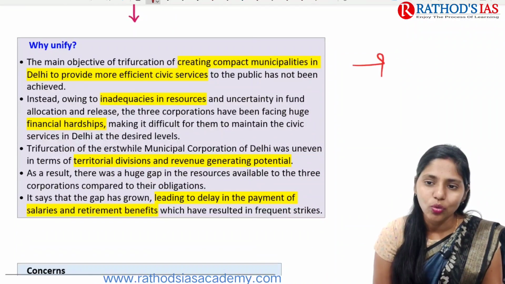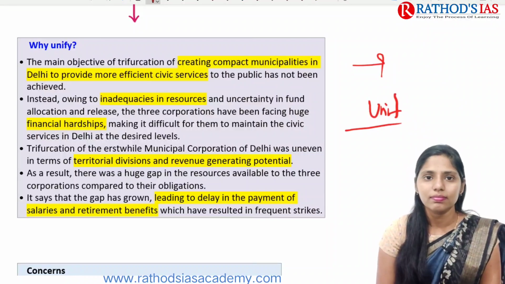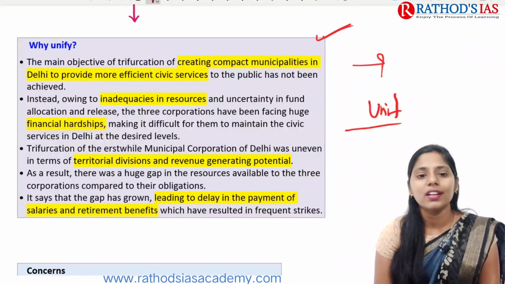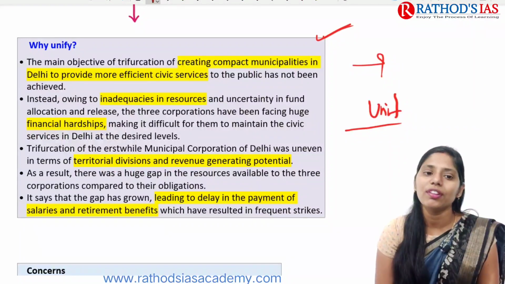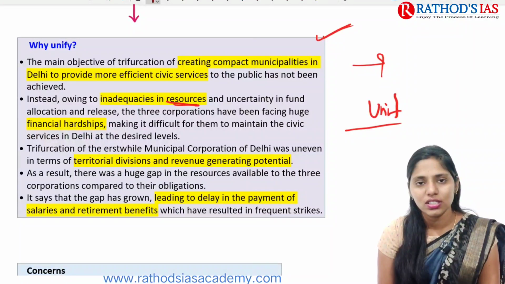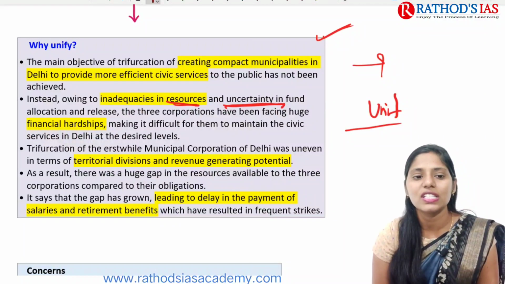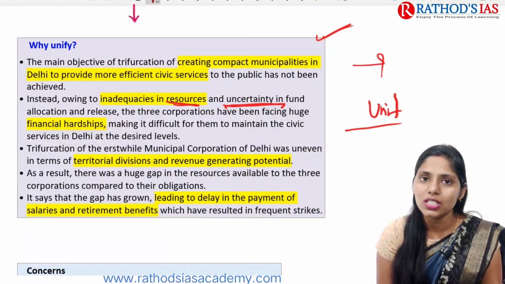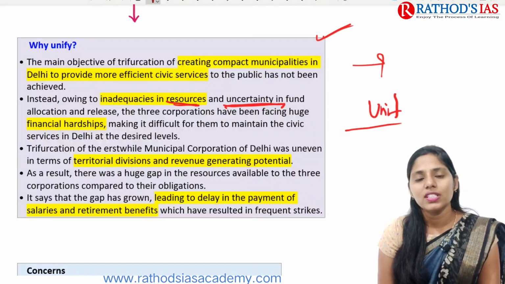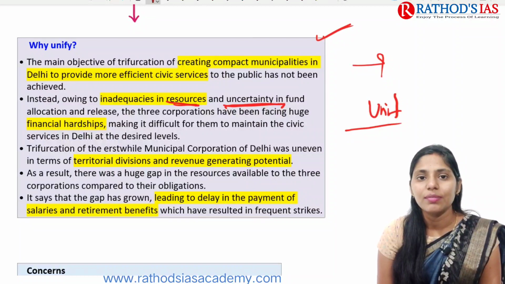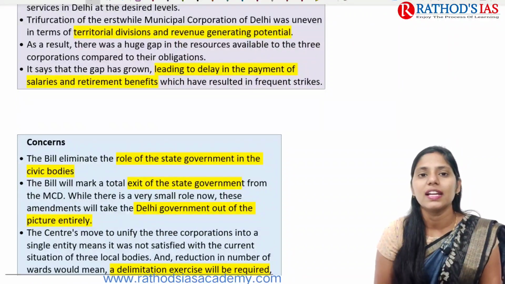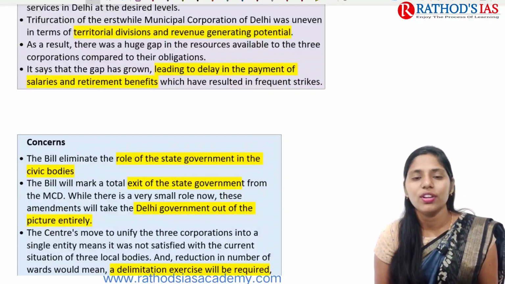And now let us try to understand the need for unifying these three MCDs. First of all, we came up with this trifurcation of the corporation mainly to provide more efficient civic services for the people. But this aim has not been achieved. So again, we are going for unification. Owing to inadequacies in resources, we have uncertainty in fund allocation and release of funds, and we are also facing financial hardships. Because of this, it is very difficult to maintain civic services in the Delhi region. The trifurcation of the erstwhile Municipal Corporation of Delhi was uneven in terms of allocation, revenue generating model, territorial divisions, etc. And we are even seeing delays in payment of salaries and retirement benefits. So for all these reasons, now we are going for unification.